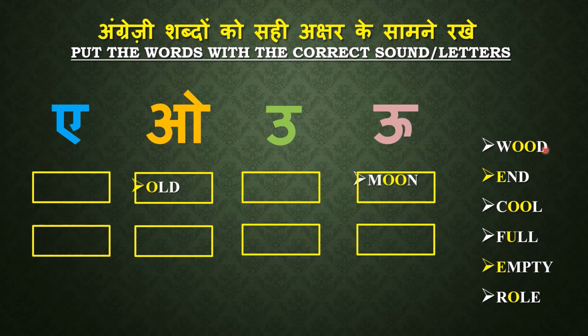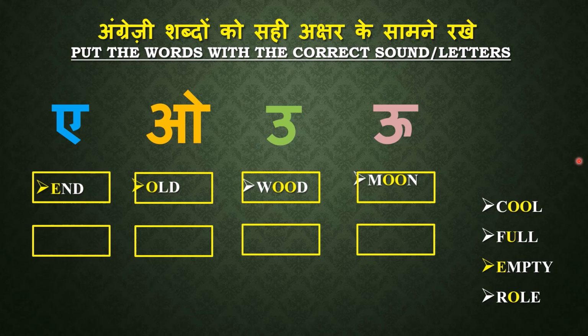The next word, wood. Wood. A shorter O. Wood. Correct. It will come to O. Next word, end. End. First word, the letter highlighted is A. End. So it will go to A.